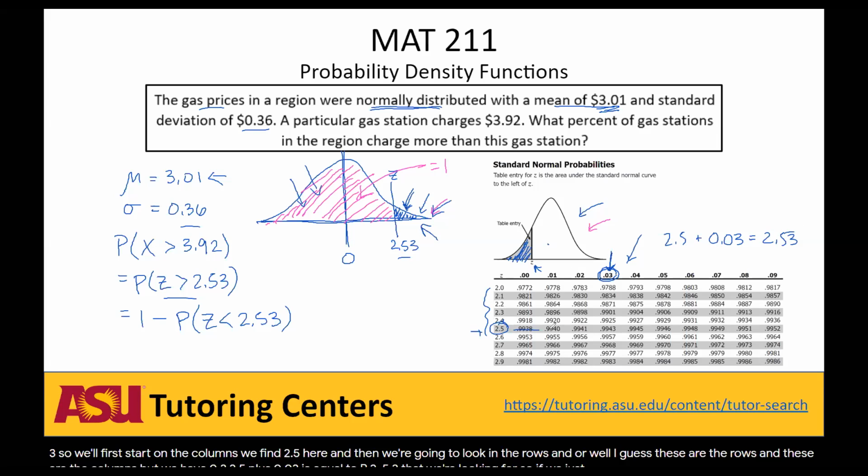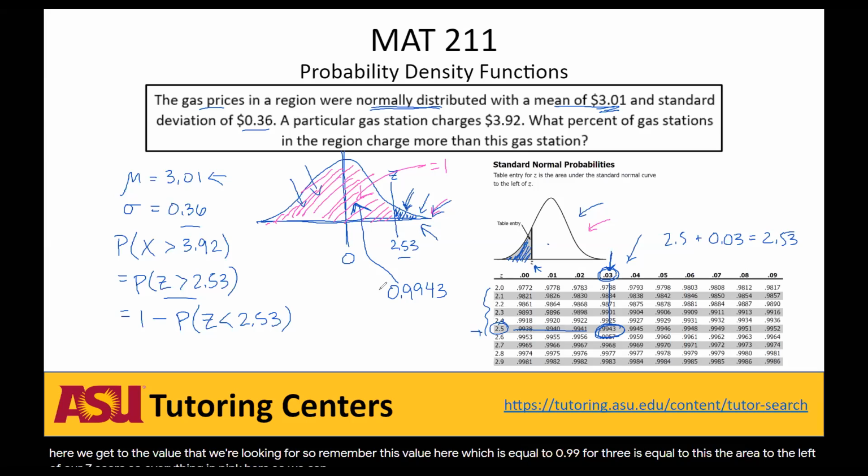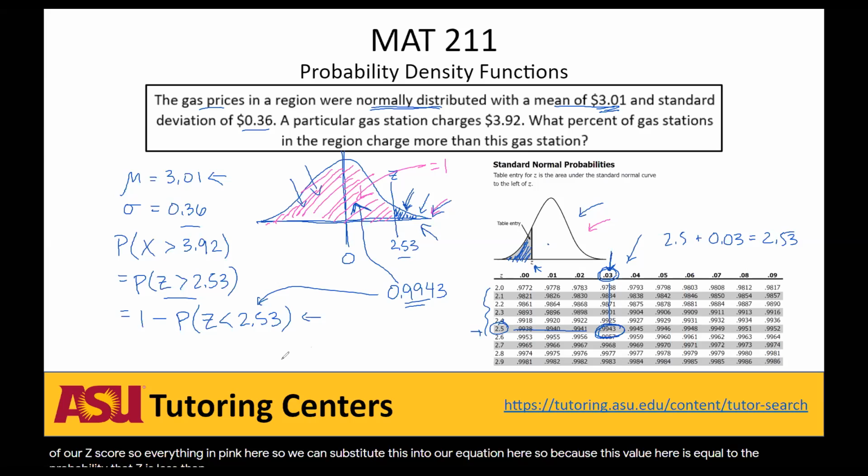So if we just follow along here and we follow along here, we get to the value that we're looking for. So remember, this value here, which is equal to 0.9943, is equal to the area to the left of our z-score, so everything in pink here. So we can substitute this into our equation here, because this value is equal to the probability that z is less than 2.53.